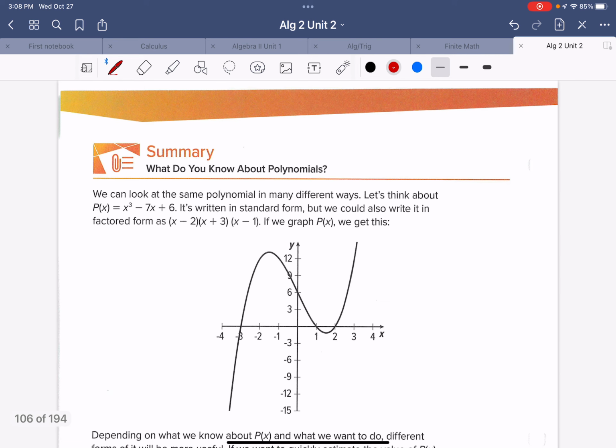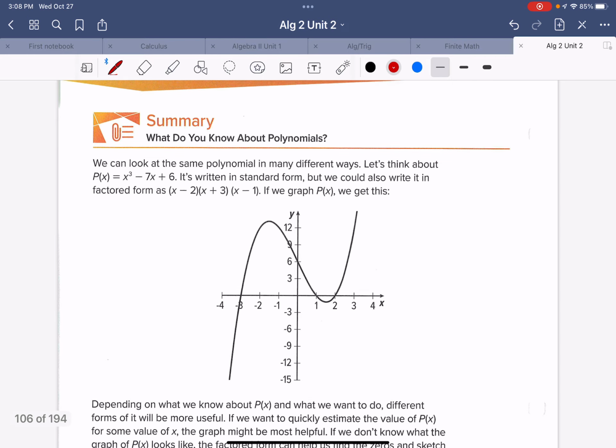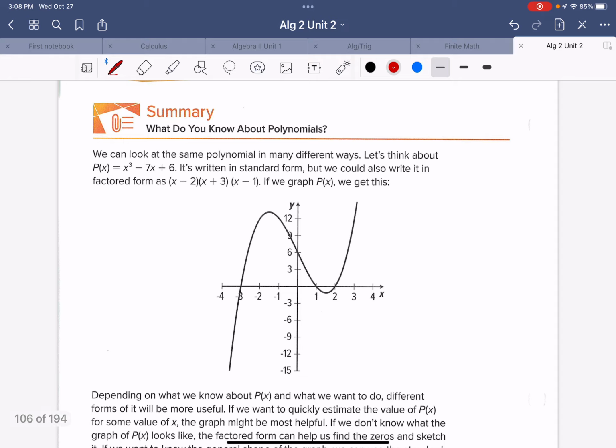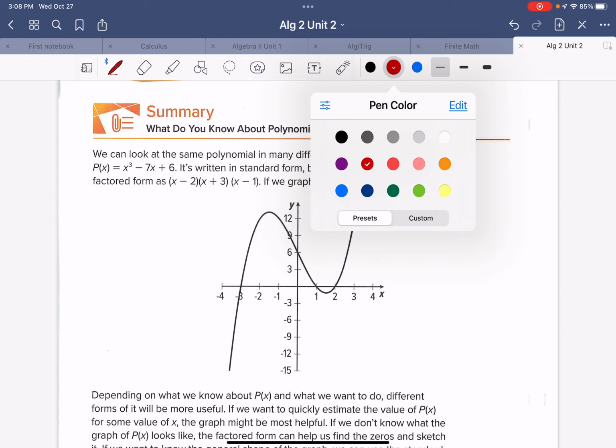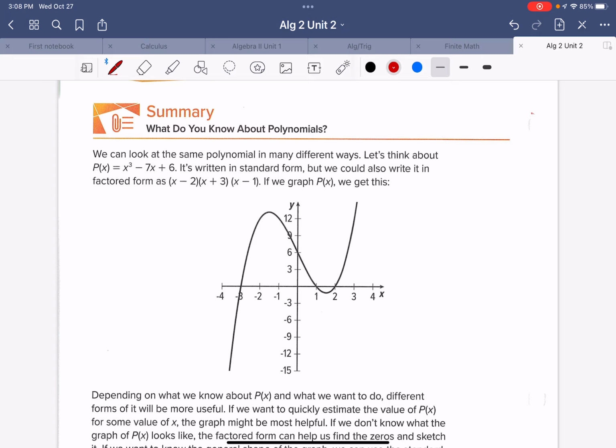All right, so here's the orange paper. This is a summary of the stuff that we've been talking about. And you can see right here, this is, let me get my color right. I guess red is okay. And we have the cubic polynomial. It's positive and odd, so it's down on the left and up on the right. The 6 right here, the 6 on the end, remember what that tells me? It tells me where it crosses the y-axis. And then these parts right here tell me where the x-intercepts are.